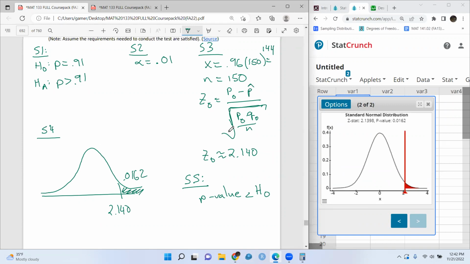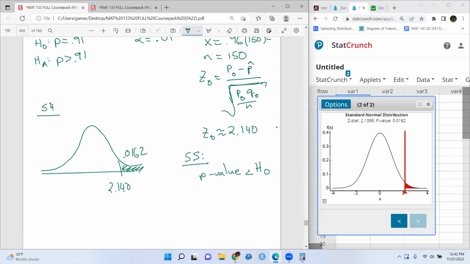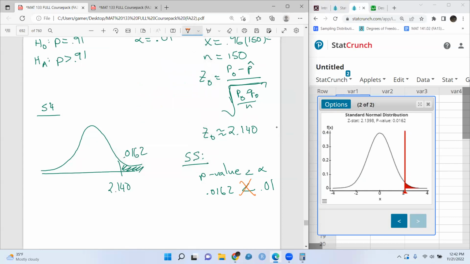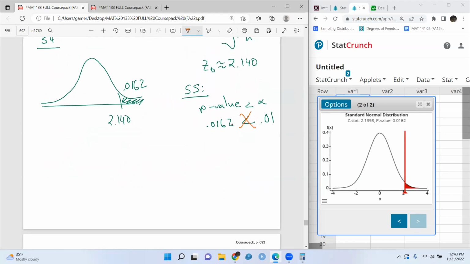I did the do not reject because the p-value was greater than the alpha. Okay, let me quick fix the mistake I made here, right? The alpha. Okay, yeah, good. So 0.01, 0.0162. Is 0.0162 less than that? It is not. So do not reject H0.